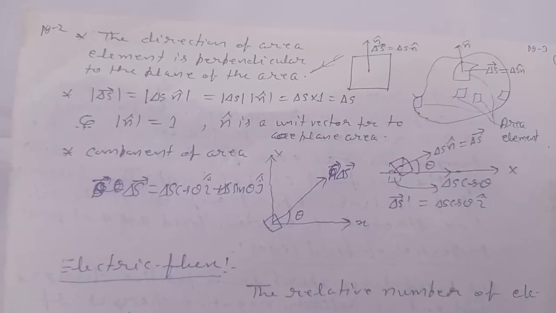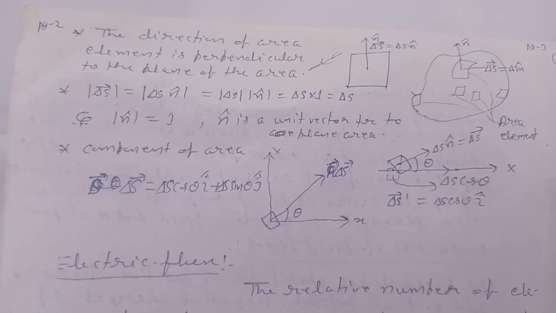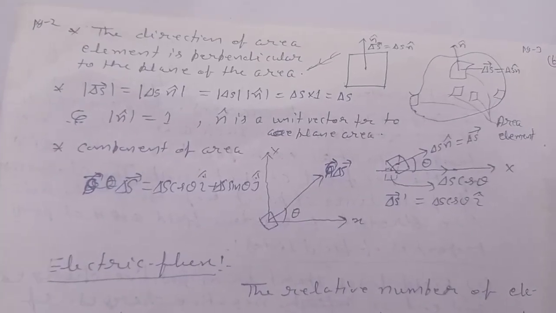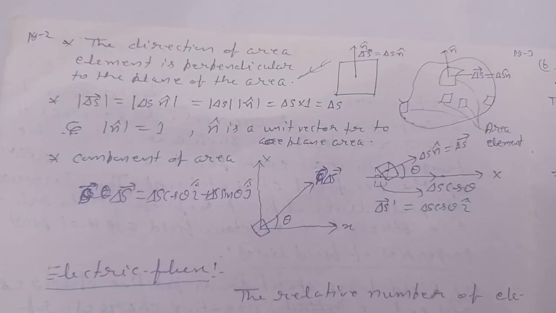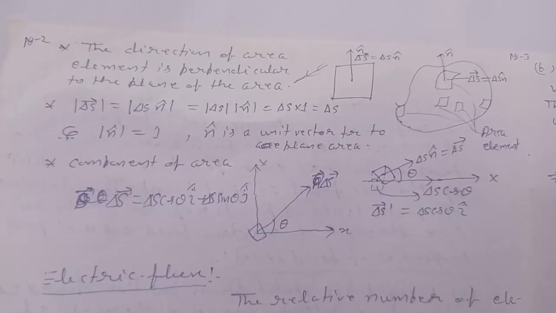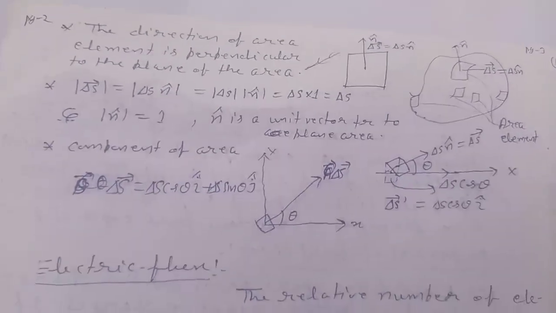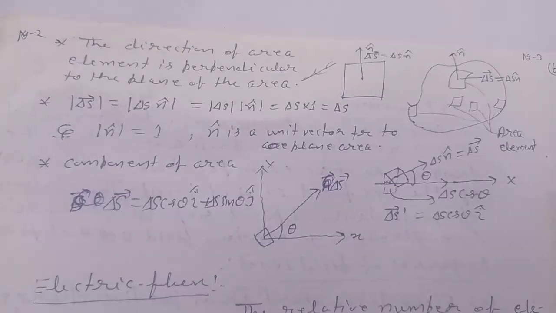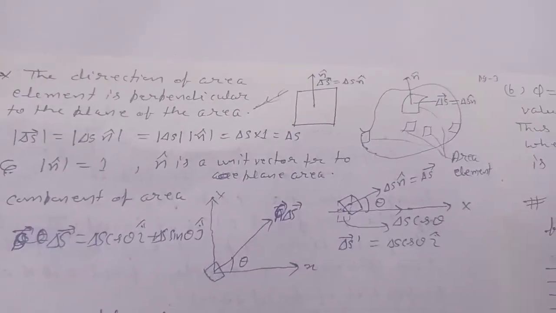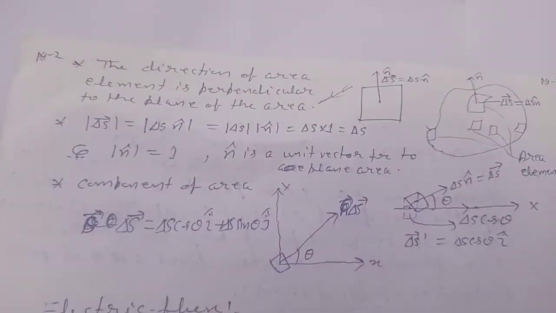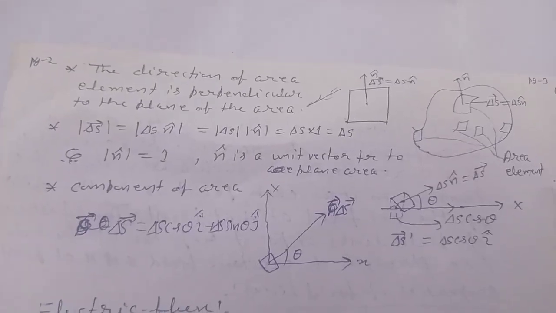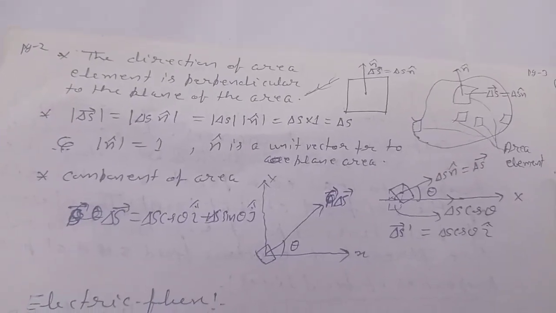Modulus of delta S vector equals modulus of delta S into n cap equals modulus delta S into modulus n cap equals delta S into 1 equals delta S. Modulus of n cap is 1. n cap is the unit vector normal to the plane area.